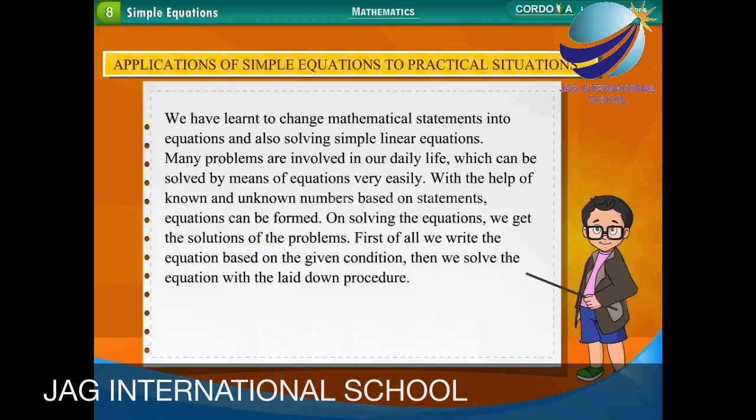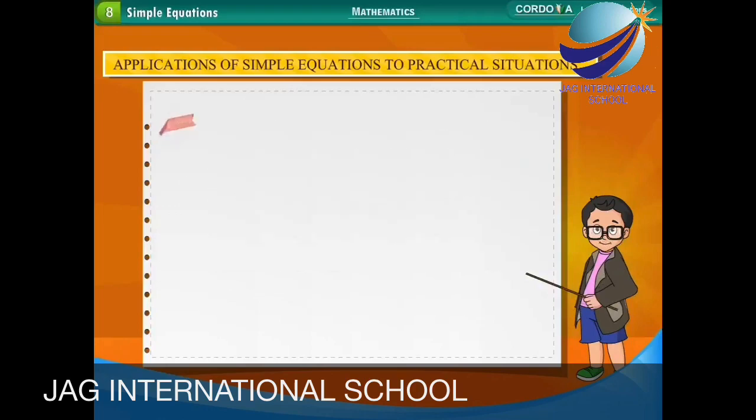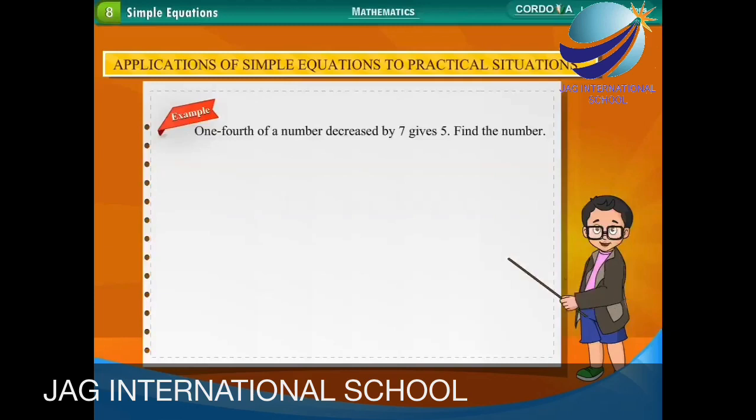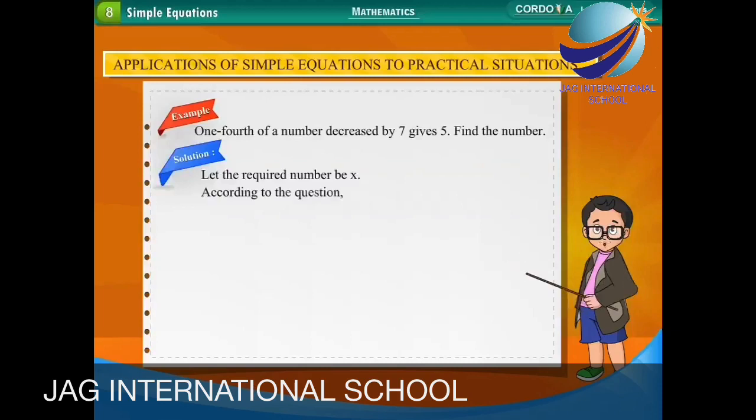First of all, we write the equation based on the given condition. Then, we solve the equation with the laid down procedure. Examples: 1/4 of a number decreased by 7 gives 5. Find the number. Solution: let the required number be x. According to the equation, 1 upon 4 x minus 7 is equal to 5.